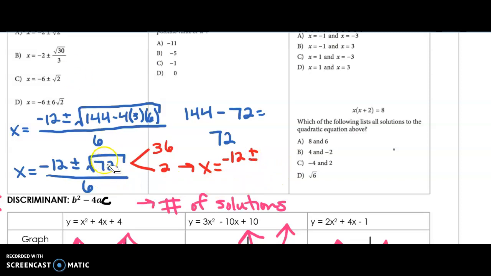All right. When I do this, x equals negative 12 plus or minus the square root of 72, if we break it up into 36 times 2. The square root of 36 is just 6, so I can pull out that 6, and I'm left with just the square root of 2 inside my radical, all over 6.